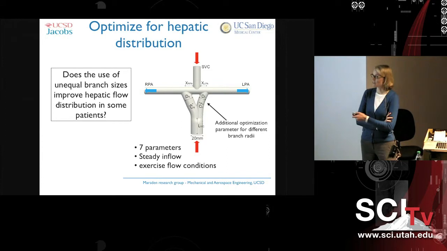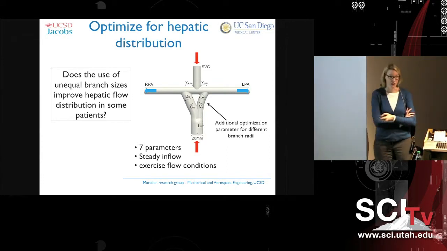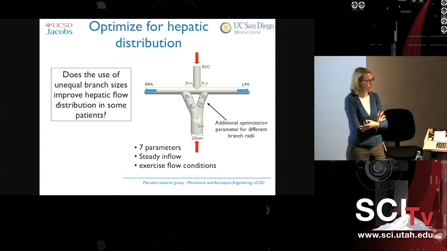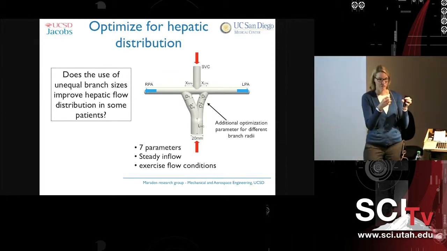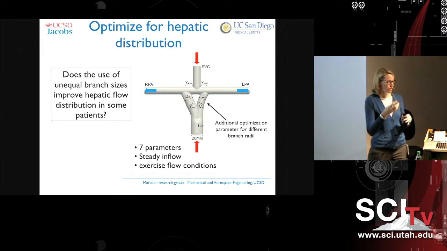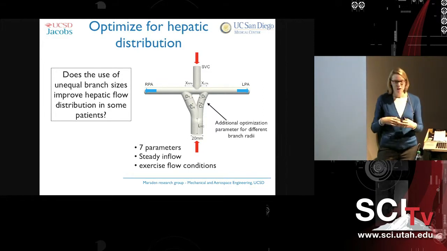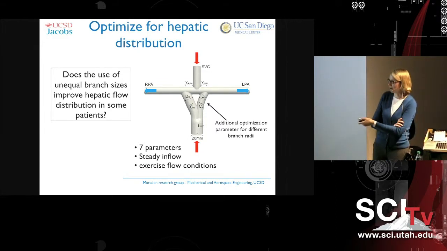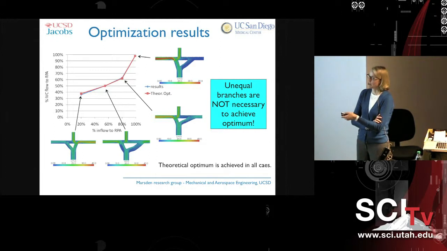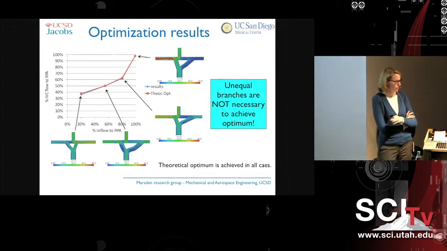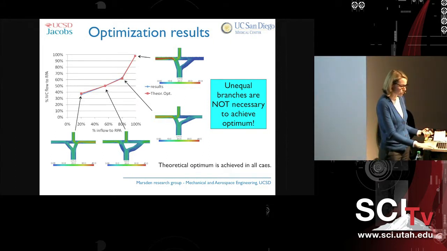We've done optimization on this model. This is an idealized model where we defined 7 design parameters, and we ran optimization on the hepatic flow distribution to look at whether it might be advantageous to use different sized branches in some patients. So you may have some patients with varying pulmonary resistance, and so in those patients, we thought it might be advantageous. It turns out in optimization, we were able to show that we could achieve the optimum with either equal-sized or unequal branches. And so we actually don't think that it's a good idea to use unequal branches based on our optimization results.